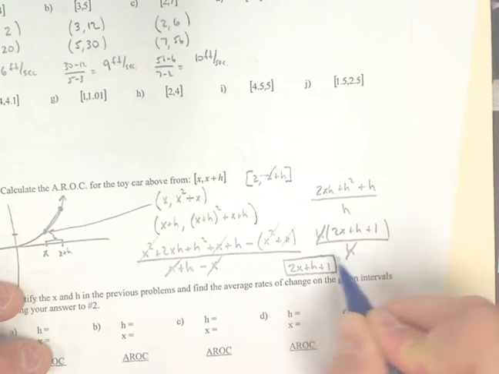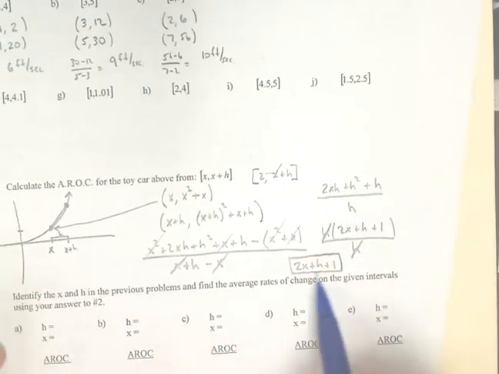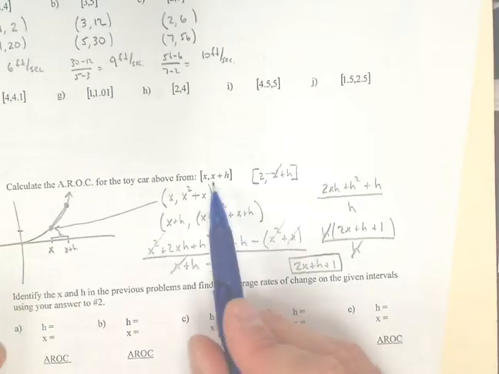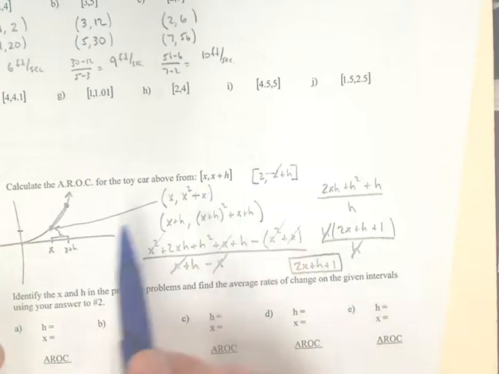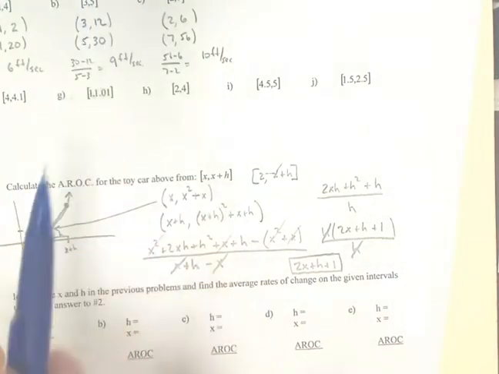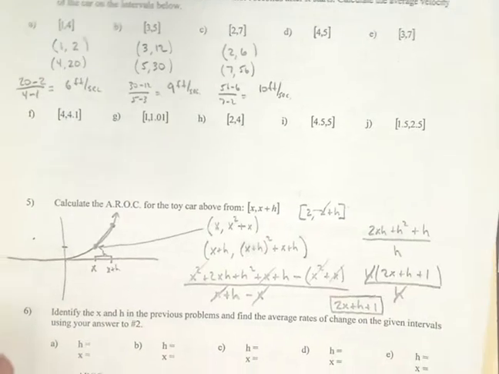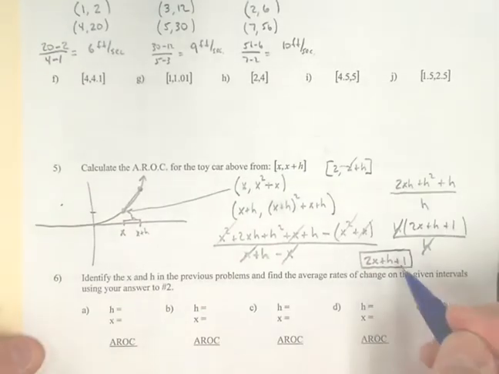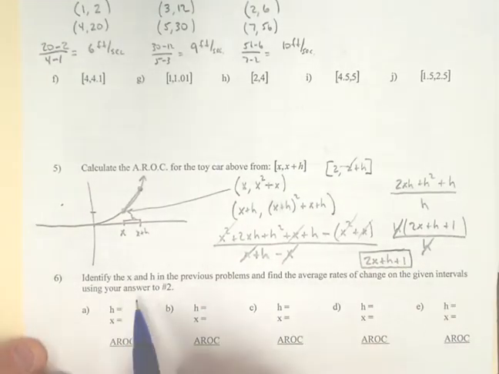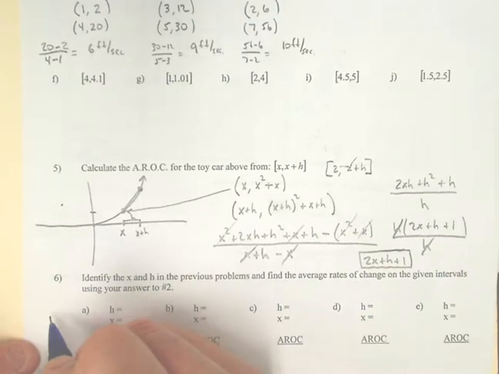Now, what is this expression? This is the average rate of change for any two coordinate points on this graph, the t squared plus t graph. What that means is this will calculate the average rate of change, or the average speed of this toy car, for any two coordinate points you want to pick. So if we were to now use this expression for the values up above, you'll notice the first one up there was 1, 4.